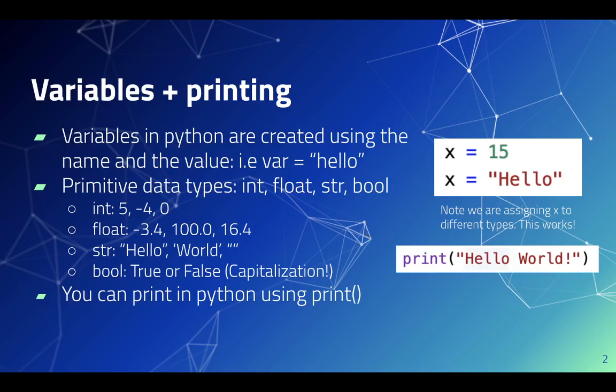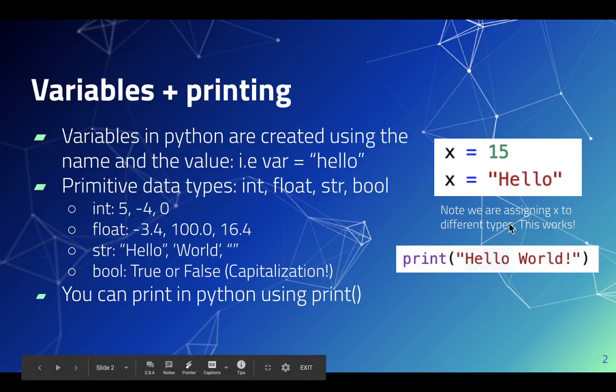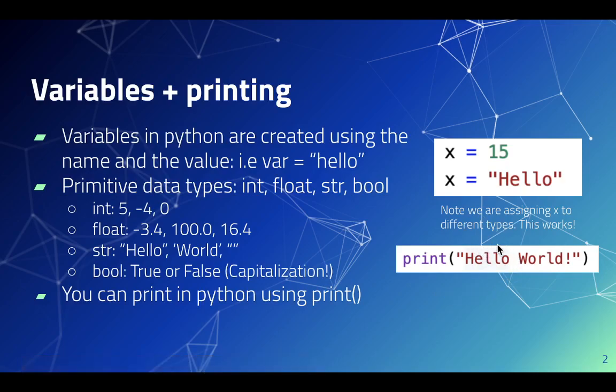Then we have printing. Printing is how you send information to the console. So we can print out strings. We can also print out variables and objects and everything else like that. So this line here, print hello world, will print the text hello world to the console, and we can see it displayed to us, the user.